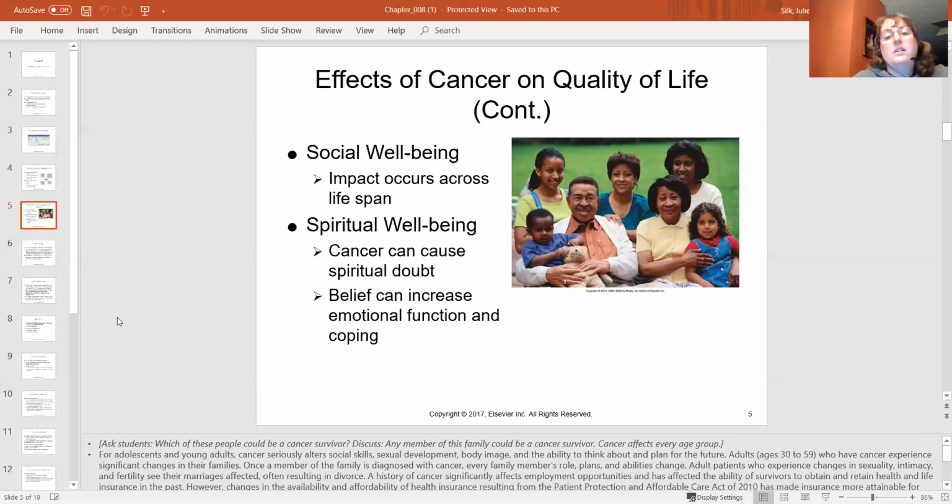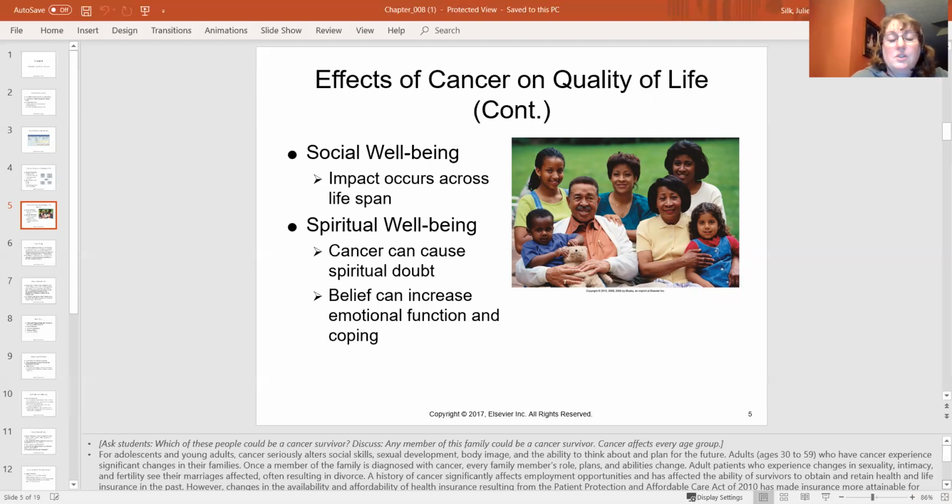Okay, so with social well-being, impact occurs across the lifespan. For adolescents and young adults, cancer seriously alters their social skills, sexual development, body image, and the ability to think about and plan for the future. Adults aged 30 to 59 who have cancer experience significant changes in their families. Once a member of the family is diagnosed with cancer, every family member's role, plans, and abilities change. Adult patients who experience changes in sexuality and intimacy and fertility see their marriages affected, often resulting in divorce.